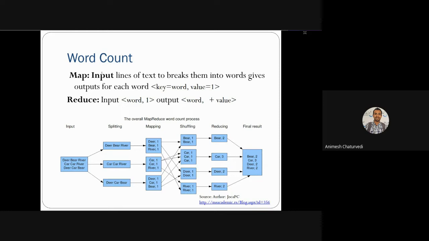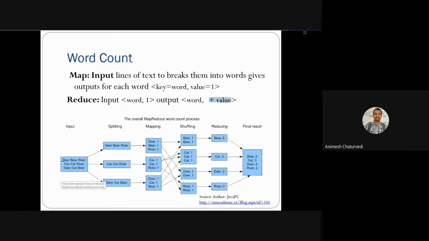There is a large book available with you. Suppose there's a textbook like the Bhagavad Gita or the Bible. You have various lines in it, and you input these lines of that particular textbook, and the lines are broken into various words. This is outputted with the key as the word and the value as one. After that, it starts reducing. You have done coding for that. Input would be a particular word and one, and the output would be the word and the number of times it is occurring, meaning you keep adding value plus value plus value.